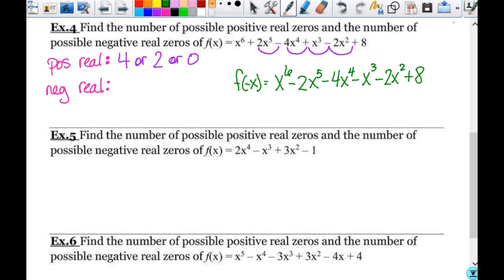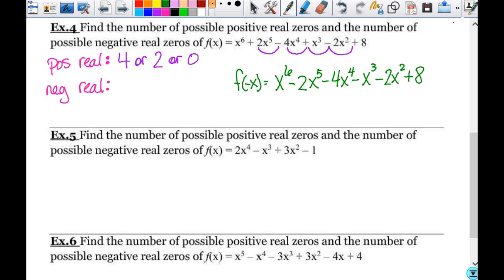Everybody with me so far? Yes, sir. Because 6 is an even number? Uh-huh. Right, but if I plug in a negative x, x to the 6th power is going to be a positive x to the 6th. Does that make sense? Anything negative to an even power is going to stay positive, or it stays whatever it is. So the sign in front of each term only changes if the exponent is odd. Does that make sense? That is your question? Okay.